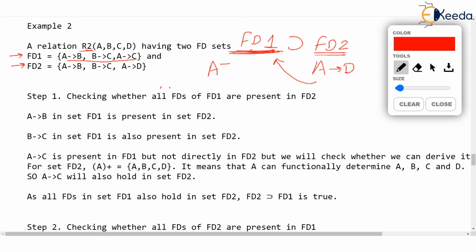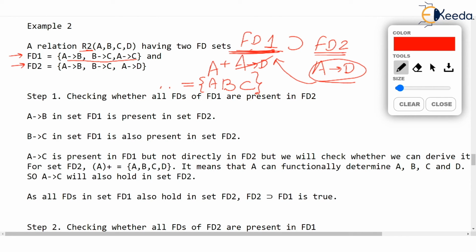correct? A will bring in B, correct? And B will bring in C. That's it. You see the FD1. In FD1, closure of A will be ABC. That means A closure does not contain D in FD1. So A does not determine D in FD1. Are you understanding? So this dependency, the last one of FD2, cannot be inferred by FD1.